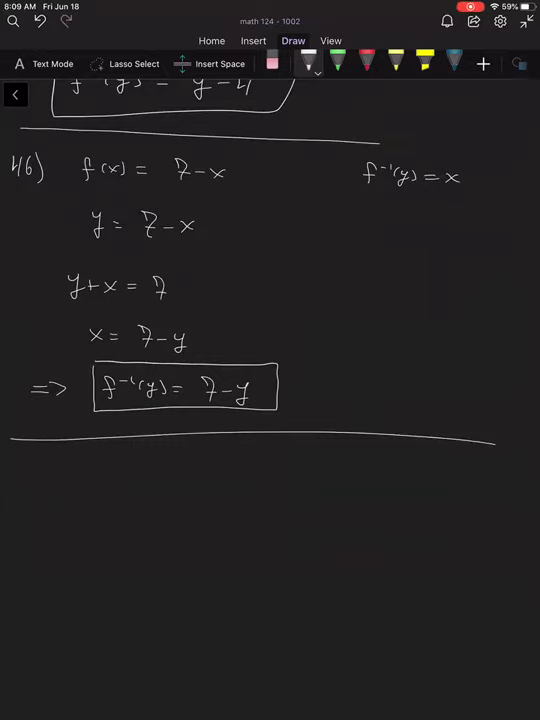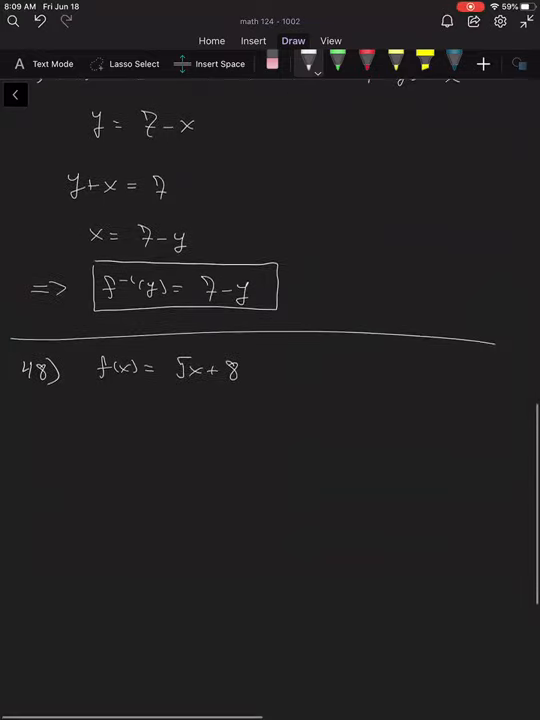Okay, 48. So f of x is equal to 5x plus 8. So again, the first step, replace f of x with y. So y is equal to 5x plus 8.